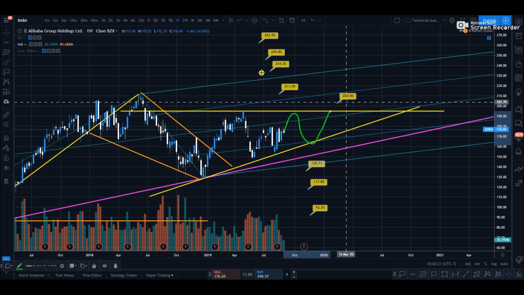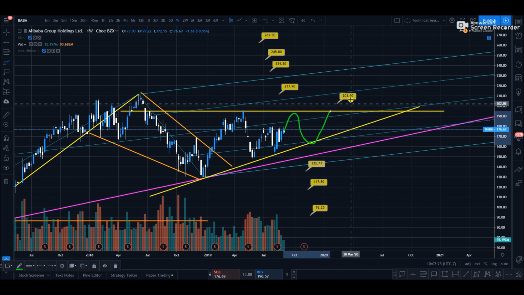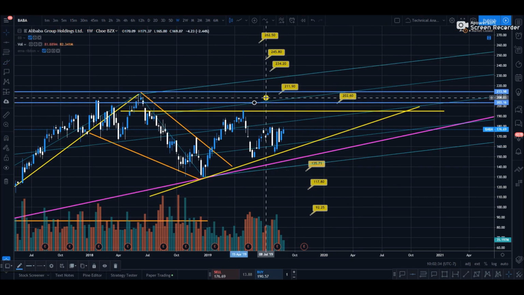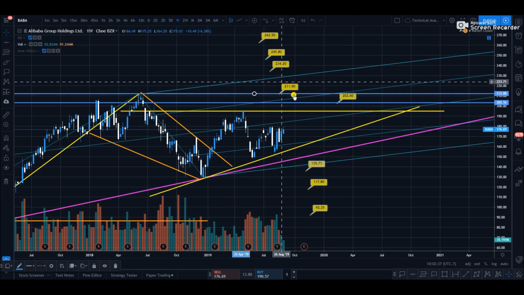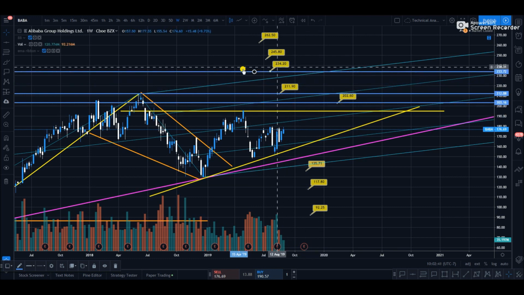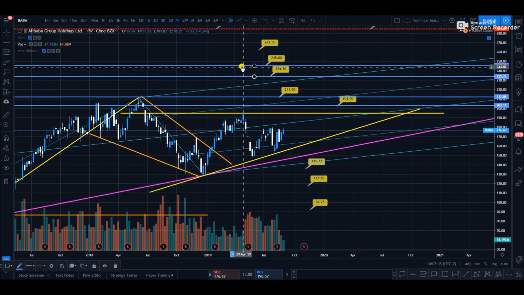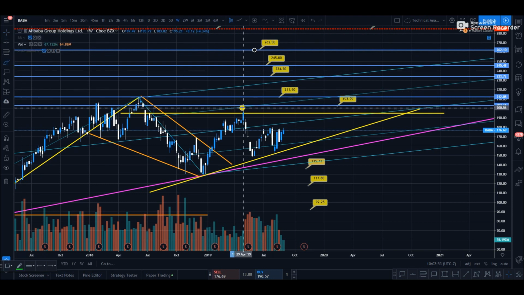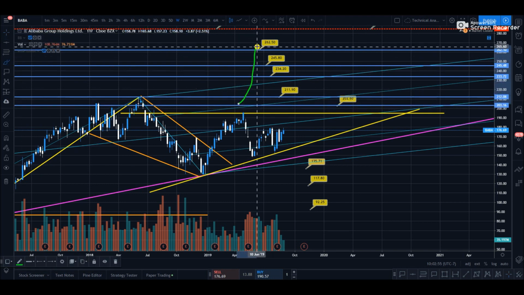Whenever we break out, your first resistance out of this ascending triangle is $202.60. And next resistance would be 211 to 212, and then next resistance would be 234, and then next resistance would be 245.80, and then next one would be 262.